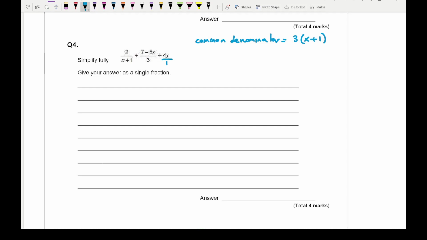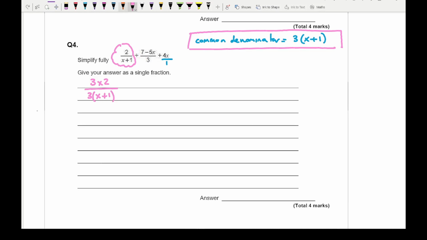The only reason why I wouldn't expand it is because in case I do end up with a quadratic, which I'm generally expecting, the brackets may cancel out. So that's the reason why I'm not going to expand the brackets in my denominator. So if this is going to be my common denominator, just without putting a line through my question, looking at this first fraction, I'm going to need to multiply that by 3. So here I'm going to end up with 3 times 2 over 3 lots of x plus 1.